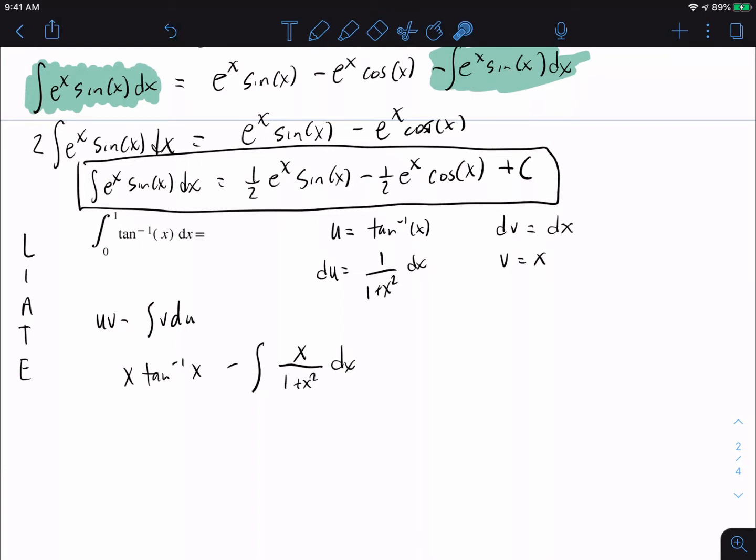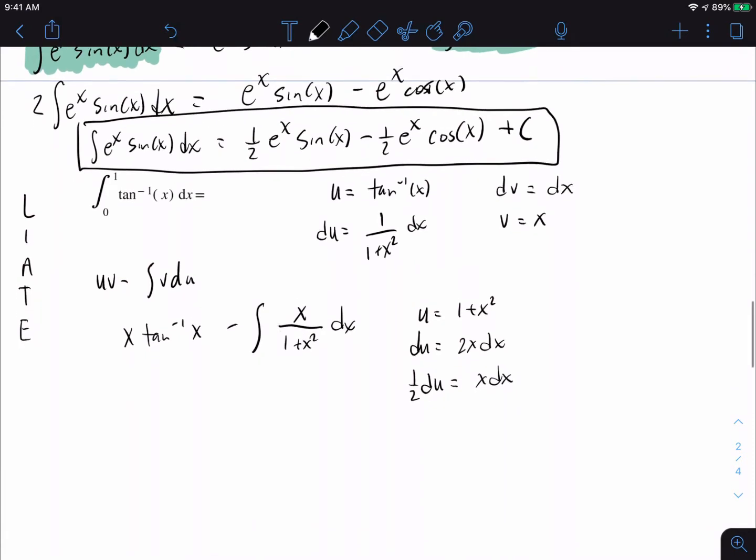It's a u substitution. So my u in this case is going to be the denominator. So u is going to be 1 plus x squared. So du is going to be 2x dx. But I don't want 2x dx. I just want x dx. So I'm going to go 1/2 du is x dx. Is this starting to get some cobwebs out?